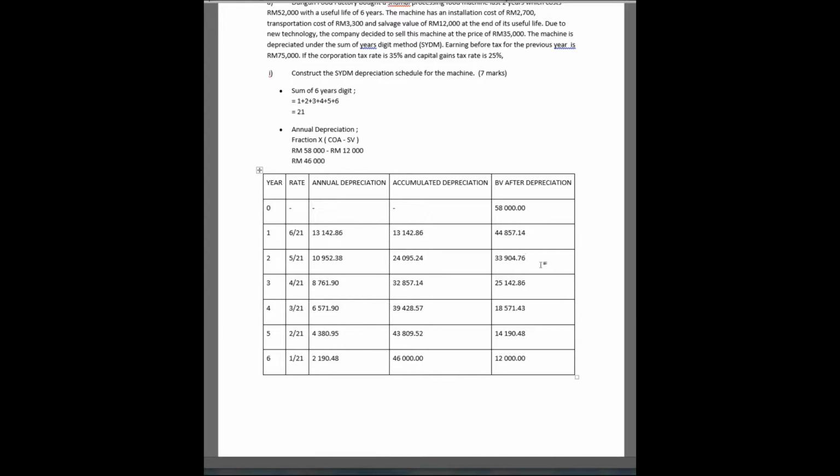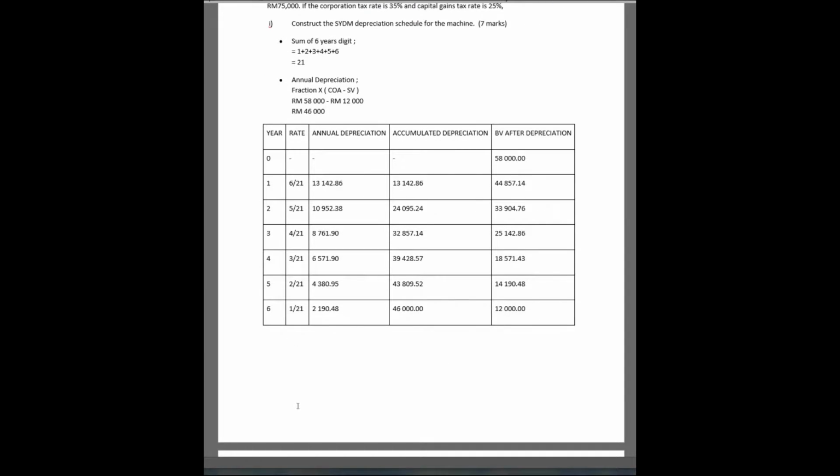Annual depreciation is 4,380 ringgit and 95 cents. Accumulated depreciation is 43,809 ringgit and 52 cents. Book value after depreciation is 14,190 and 48 cents. For the sixth year, the rate is 1 per 21.